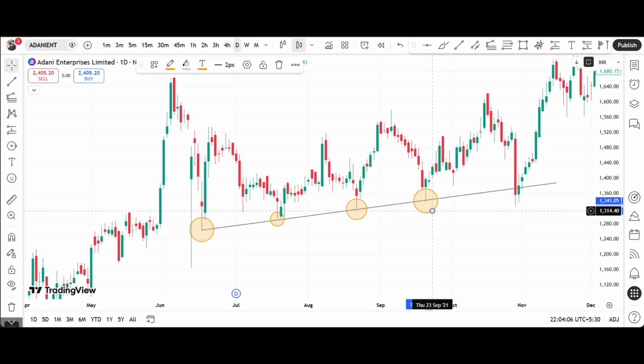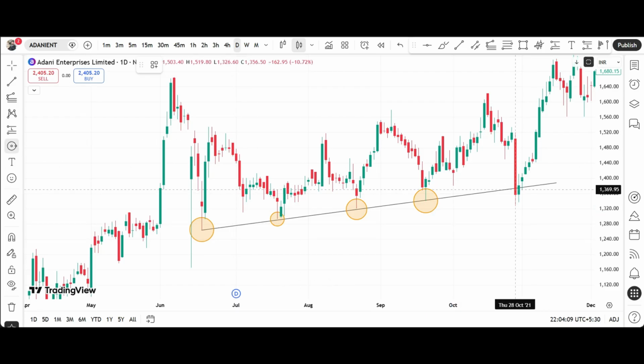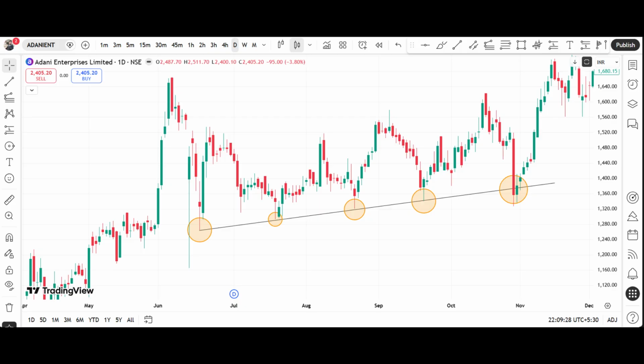Important points to remember. The more times price respects the trend line, the stronger the trend line becomes. Traders often look for buying opportunities near the support trend line. It helps identify a strong upward market structure. Understanding support trend lines helps traders identify trend strength and possible entry zones more confidently.